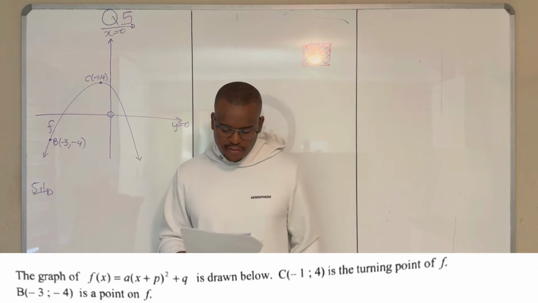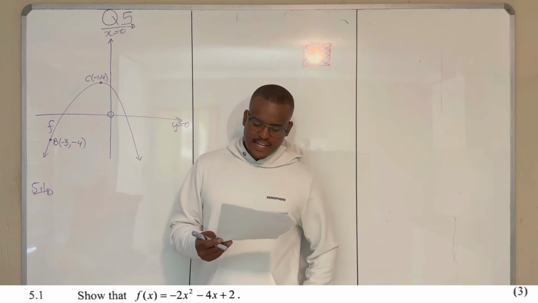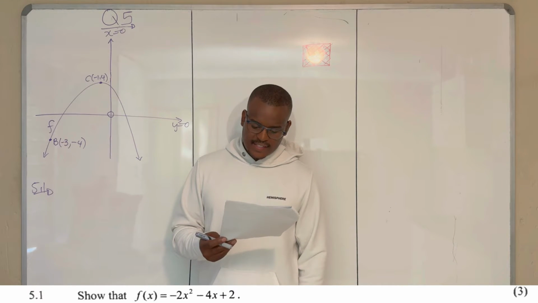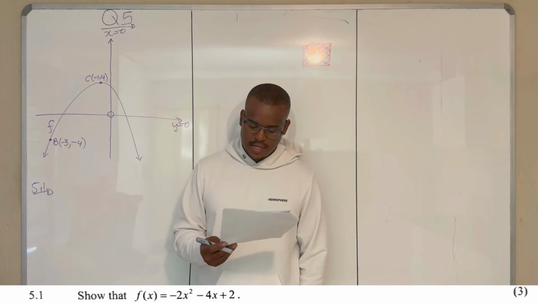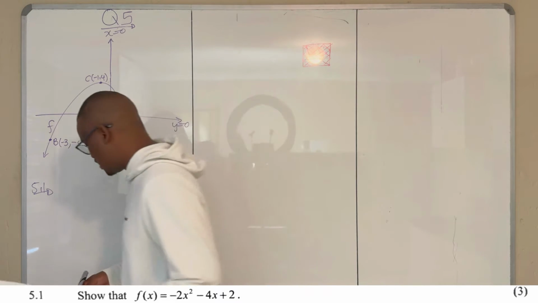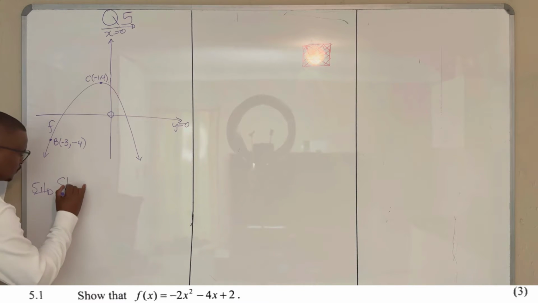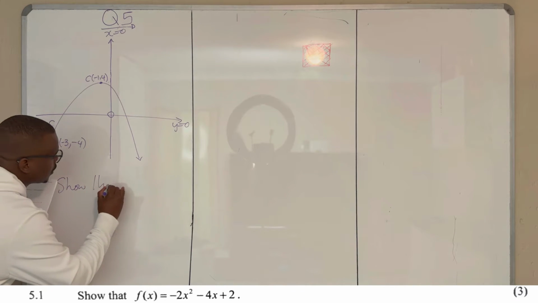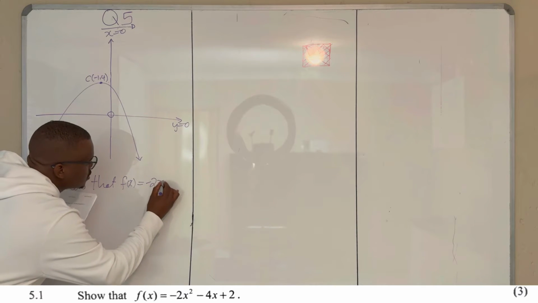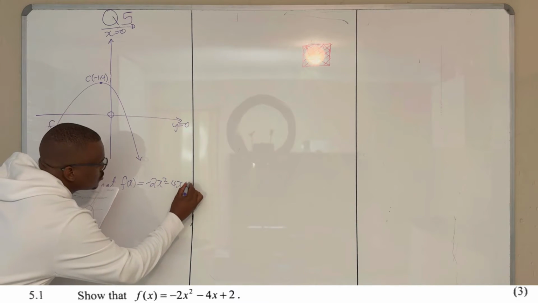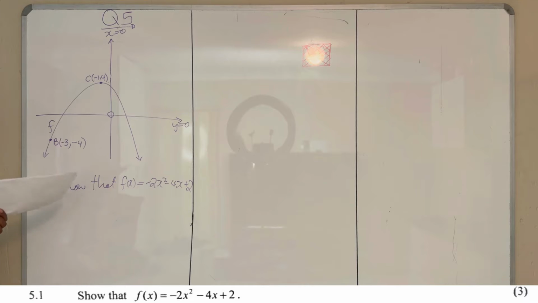So, at 5.1.1, they are saying show that f of x, which is the equation of this function, is equal to negative 2x squared minus 4x plus 2. They want us to show that the equation of this function f of x is equal to negative 2x squared minus 4x plus 2. Are you happy with this? So how are we going to do this?